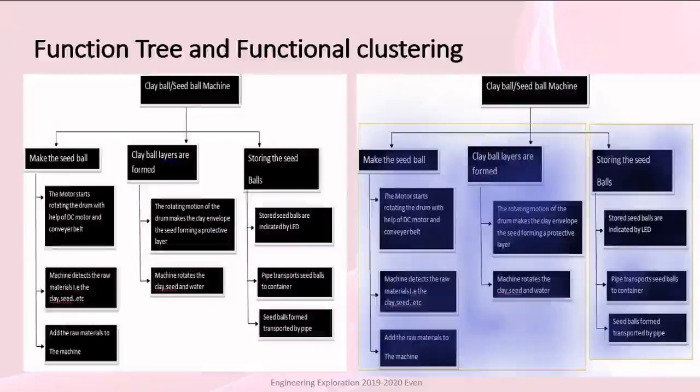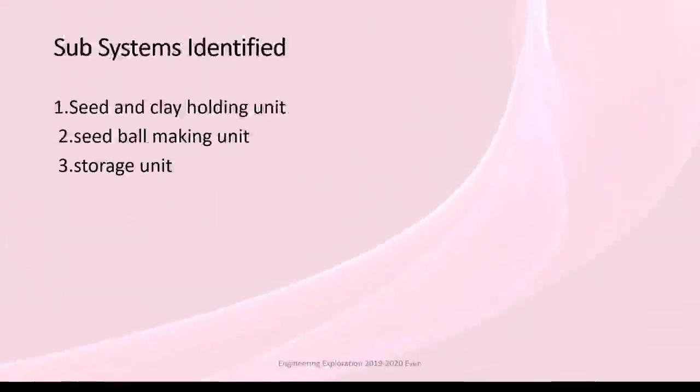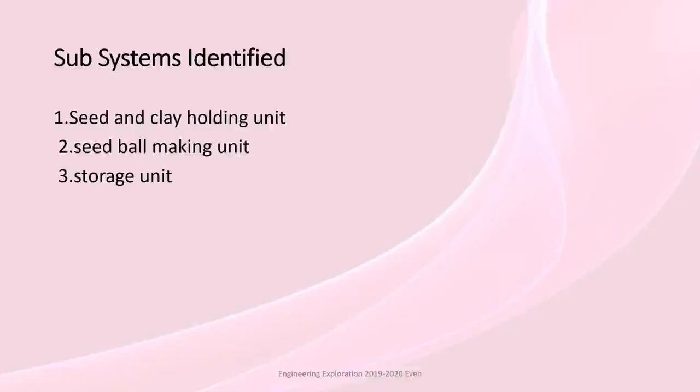In our next function, where the prepared seed balls are stored, the seed balls formed are transported by pipe. The pipe transports the prepared seed balls to the container, and the stored seed balls are indicated by LED. And in our next picture, we have the functional clustering where the preparation of the seed balls and the formation of the clay ball layer is grouped into one cluster, and the storing of the seed balls is grouped into another cluster. There are 3 subsystems identified in our course project. First is the seed and clay holding unit, second is the seed ball making unit, and the third is the storage unit.